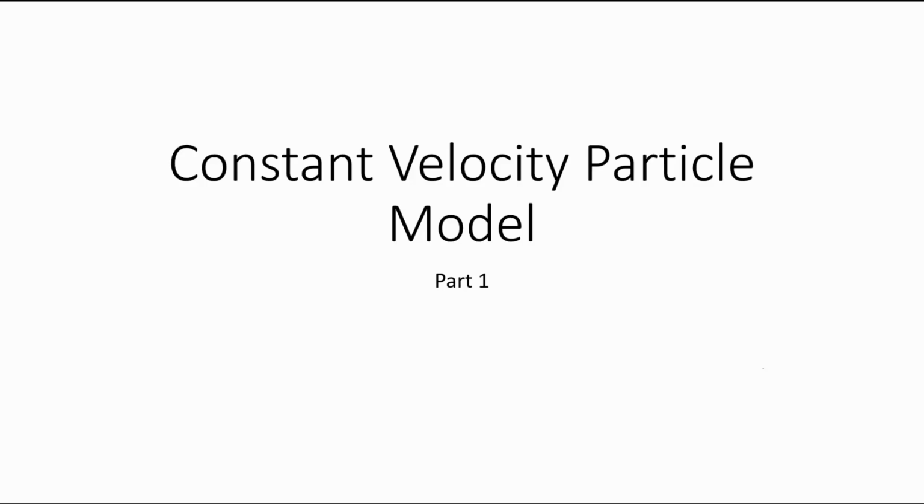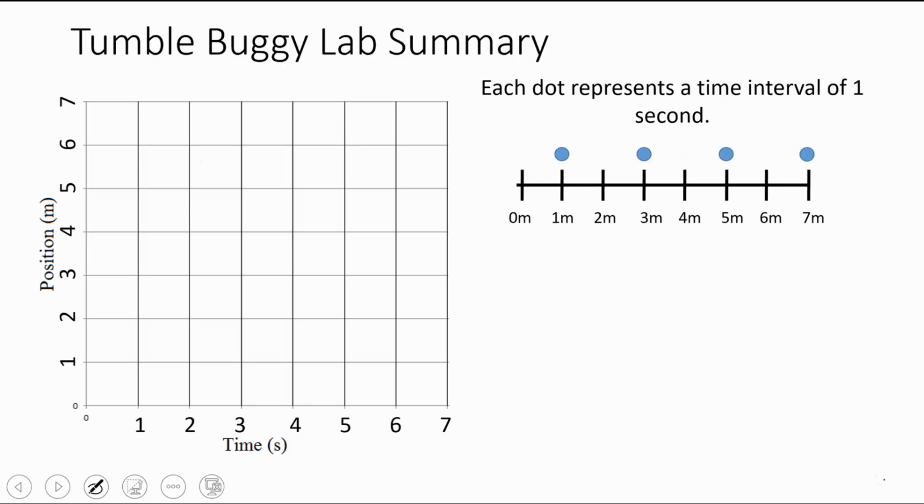First thing we're going to do is take a look at the Tumble Buggy lab. Remember in this lab we had the little tumble buggy that moved at what appeared to be a constant speed, and as the buggy moved along the floor, we marked the floor, with pieces of tape, marker, whatever, at its position at a given time interval. That could be every second, every 2 seconds, every 3 seconds. In the example I have here, just to make things simple, I did this for every second.